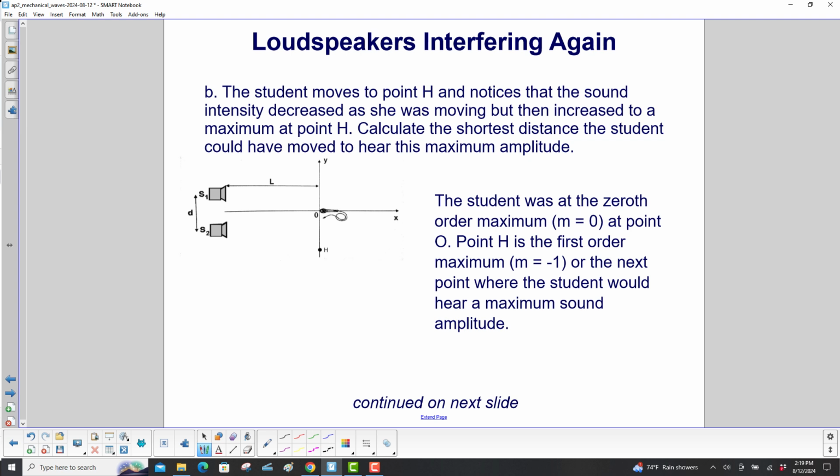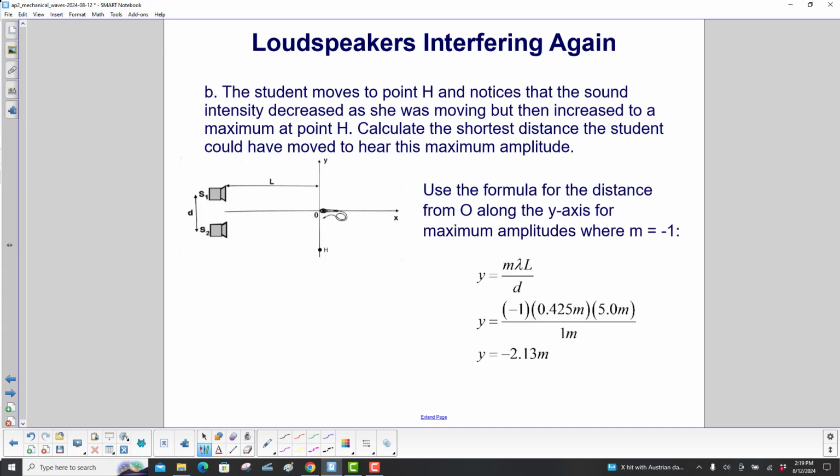Calculate the shortest distance the student could have moved to hear this maximum amplitude. The student was at the 0th order maximum, m equals 0, at point O. Point H is the first order maximum, where m is equal to -1, or the next point where the student would hear a maximum sound amplitude. Use the formula for the distance from O along the y-axis for maximum amplitudes where m is -1. So it's y is m lambda L over d.